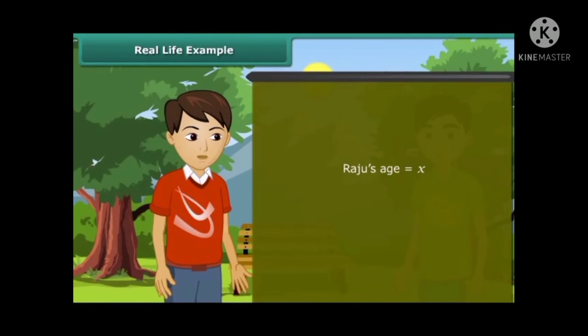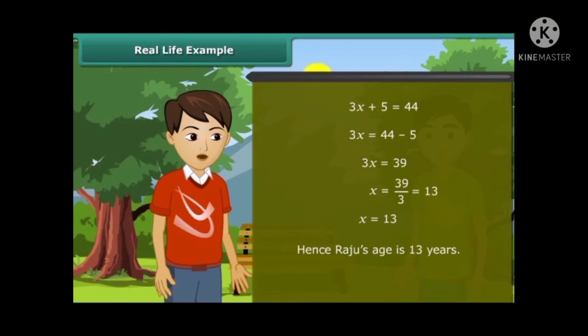We have to find Raju's age, therefore we will take it as x. Now 5 years more than 3 times Raju's age is 3x plus 5, which is equal to 44. Now we will solve this equation. Transposing 5 to right-hand side, we get 3x, which is equal to 39. Transposing 3 to right-hand side, we get x as 13. Hence, Raju's age is 13 years.